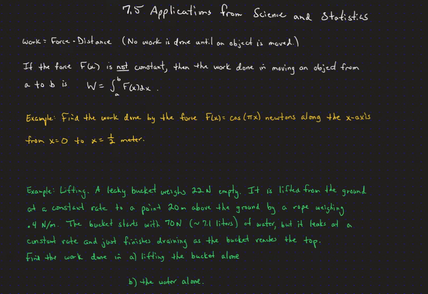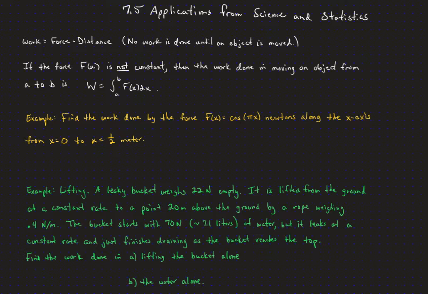In this video, we're going to talk about Section 7.5, Applications from Science and Statistics. Starting with work equals force times distance. So if we don't move the object, then no work is done. If the force f of x is not constant, so we have variable force, then the work done in moving an object from A to B becomes the integral. So work is equal to the integral from A to B of the force function with respect to x.